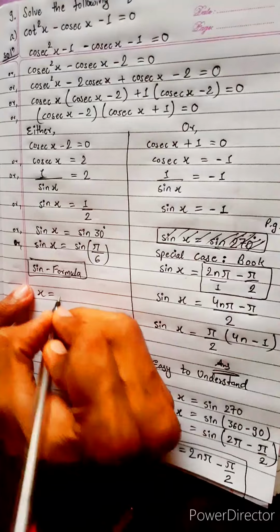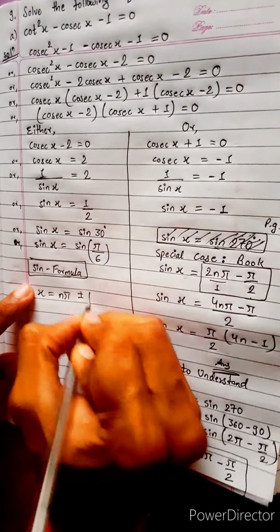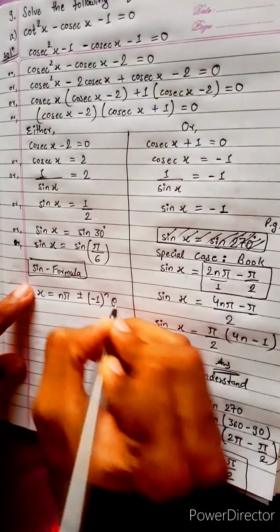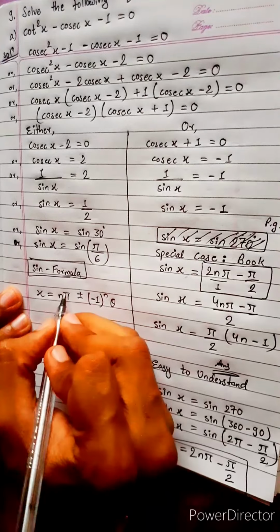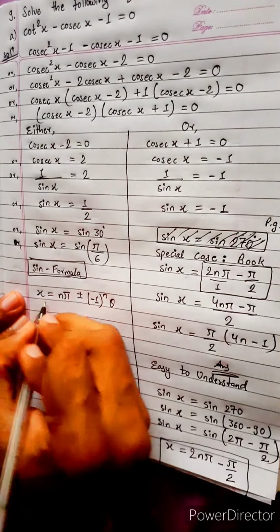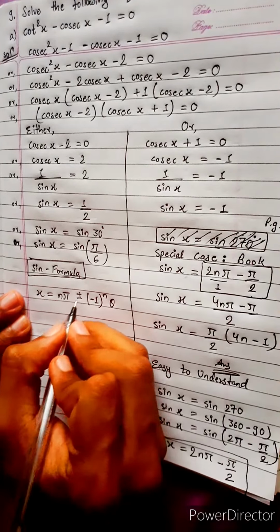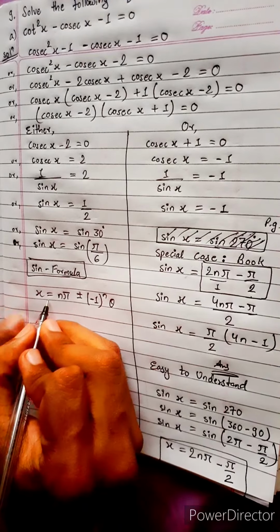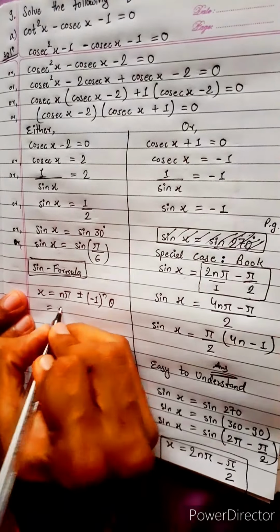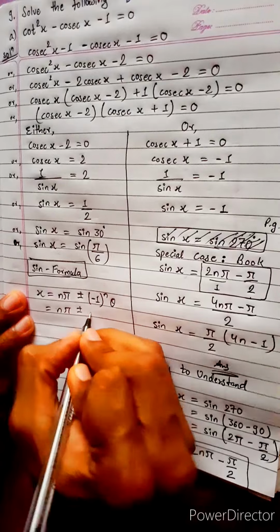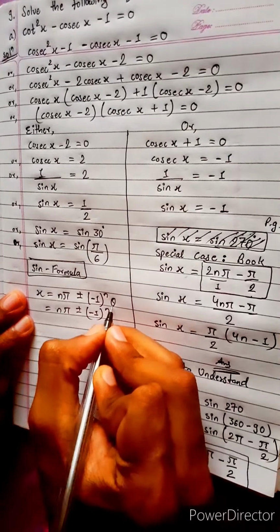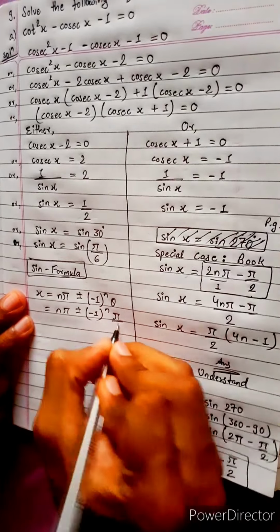The formula is x equals n pi plus minus 1 power n theta. This is the formula. Another formula is also there, but let's use this one. This is the first priority formula, another is an easy formula. So let's write here n pi plus minus 1 power n theta. Theta means pi by 6.